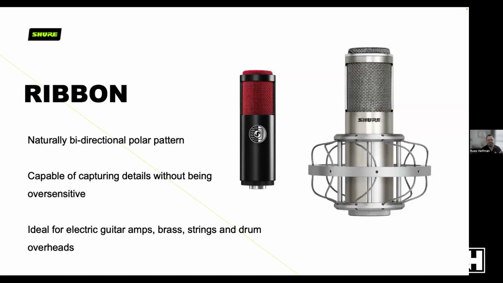With ribbons, they typically tend to be bidirectional by their nature. So they're going to pick up in the front, and in the back, but they're not going to pick up too much from the sides. These are really popular for guitar amplifiers, brass, strings. They tend to have a really nice warm sound. They are very detailed, but not overly detailed, so they do sound really nice. They're not as commonly used as a regular condenser or a regular dynamic, but just so you know, they are out there and they are great options.